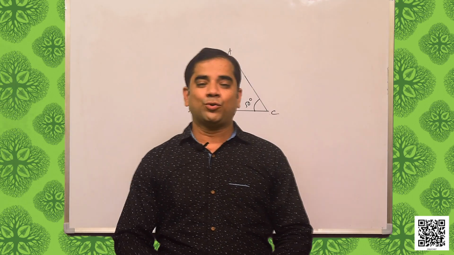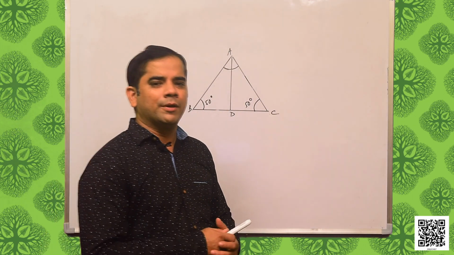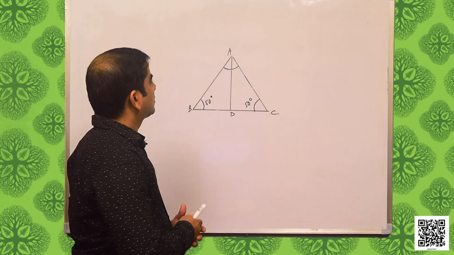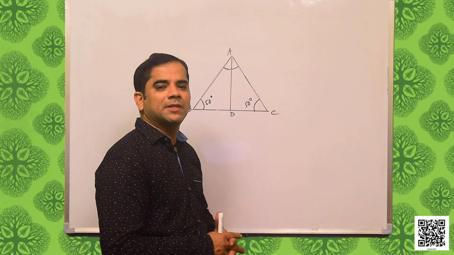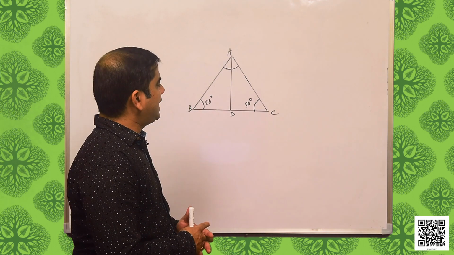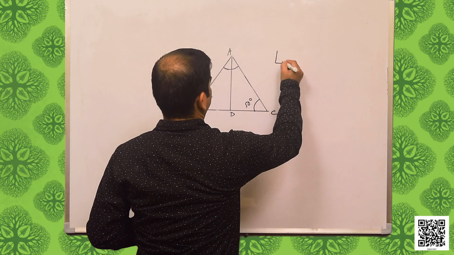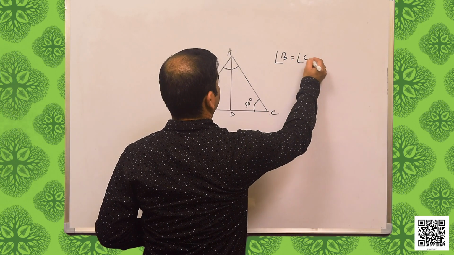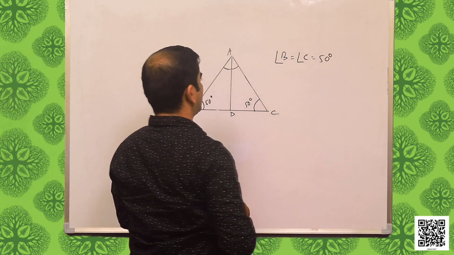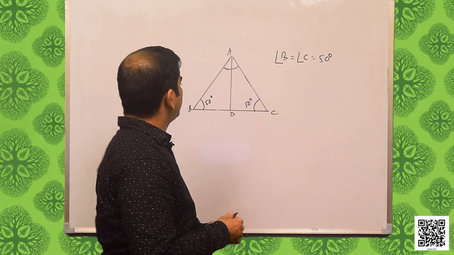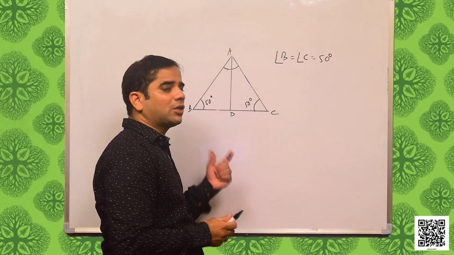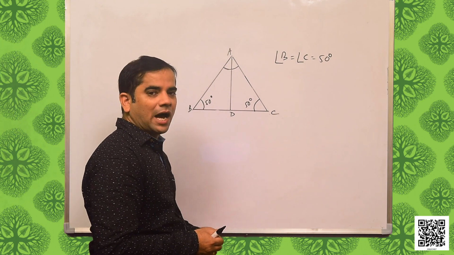Let us do an activity and try to prove this. Students, as given in your book, I have constructed a triangle ABC over here, in which as per the given data, angle B is equal to angle C, that is 50 degrees. So, this is also an isosceles triangle. We need to prove that the sides opposite to the equal angles of the triangle are equal to each other.